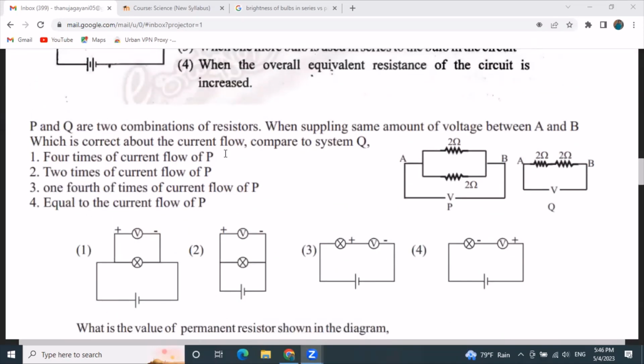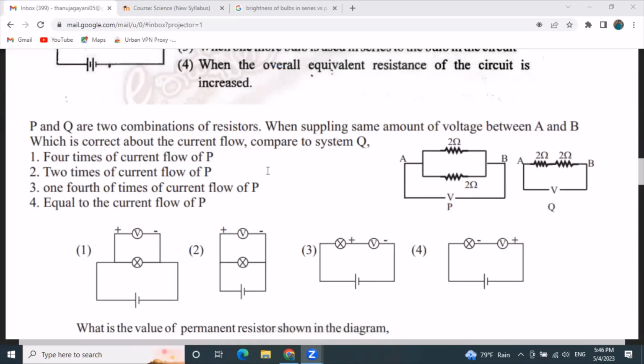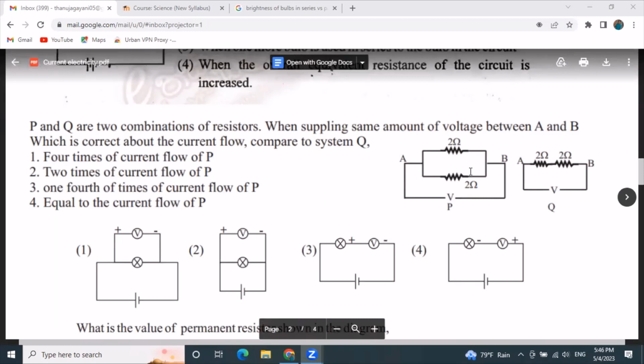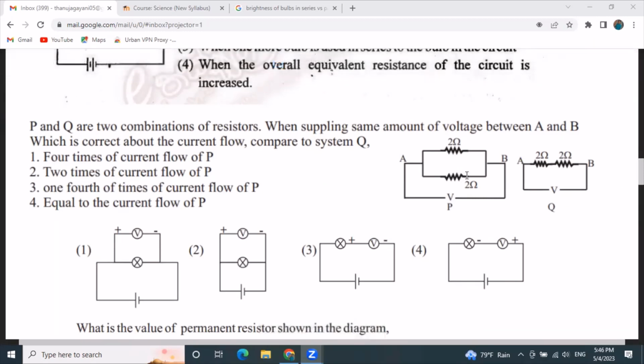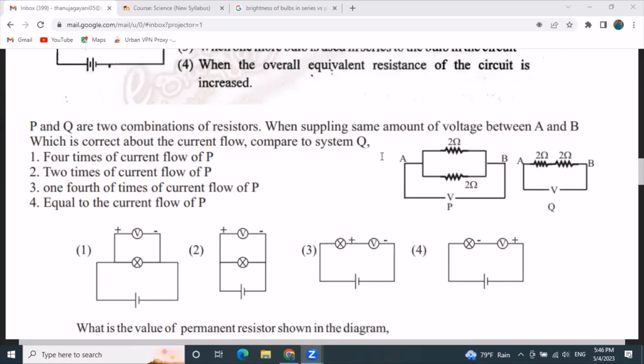P and Q are two combined resistors. When supplying some amount of voltage between A and B, which is correct about the current flow compared to system Q? Okay, here they ask, when an amount of voltage is applied between A and B, which is correct about the current flow compared to system Q. Here there's a relationship. What's the relationship? The relationship is V equals IR, no? Voltage is equal to current flow through the conductor times resistance.